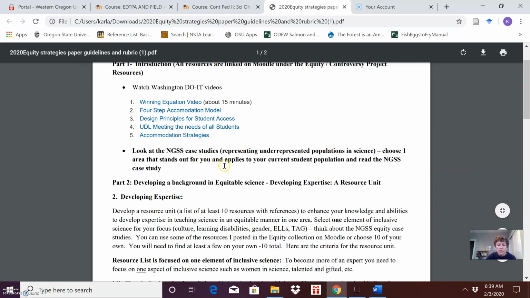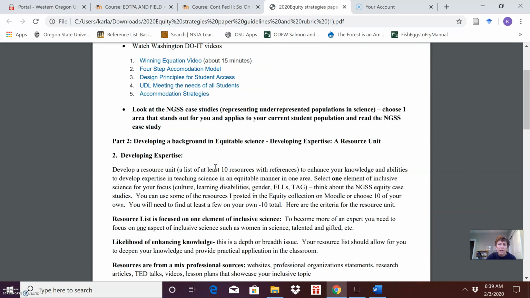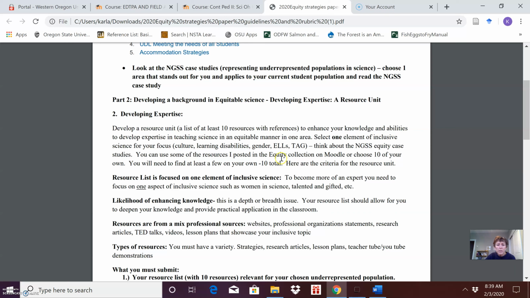These represent different underrepresented populations in science, and you're going to choose one area that makes sense for you in terms of your clinical setting. Whether that's women in STEM or girls in STEM, English language learners, students with learning disabilities, TAG students. There's a variety of underrepresented populations that we want to take a look at. So you're going to look at the NGSS case study. You're going to develop some expertise.